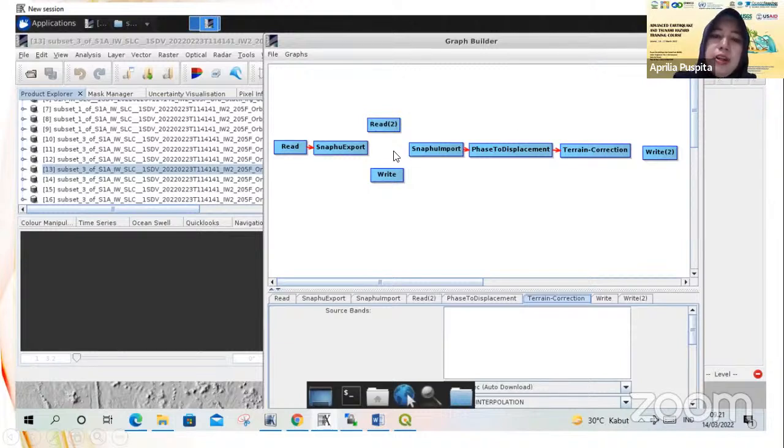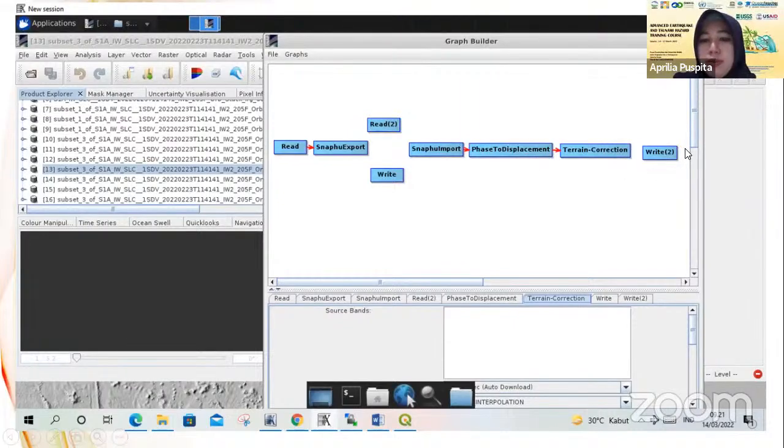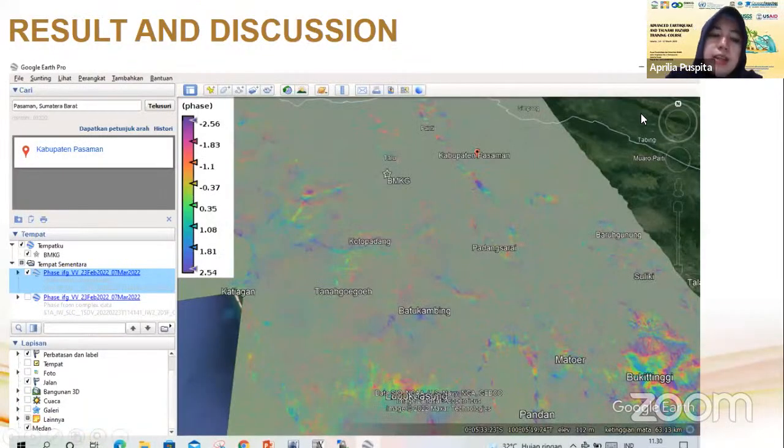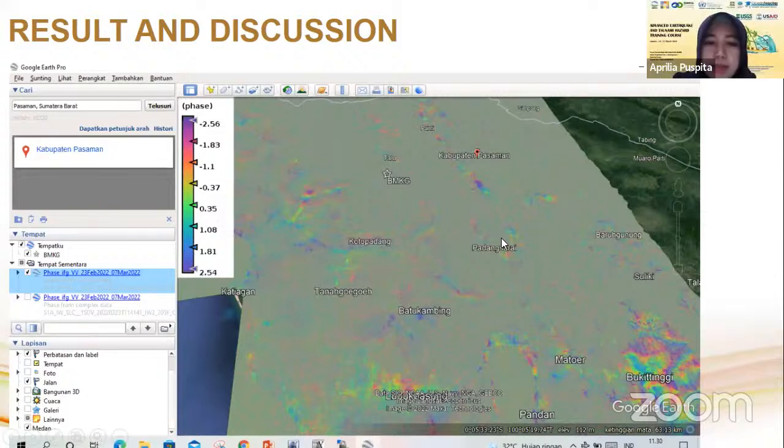And we continue to SNAPHU import, do a phase to displacement, terrain correction, and the output here. Then the output of SNAP we can export to many formats, for example in the format for Google Earth, KMZ. We can see here the interferogram that formed in the area surrounding the earthquake, the Pasaman earthquake.